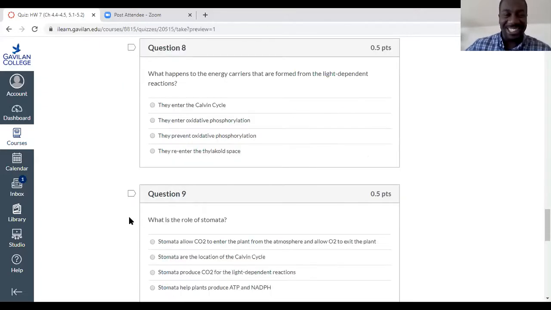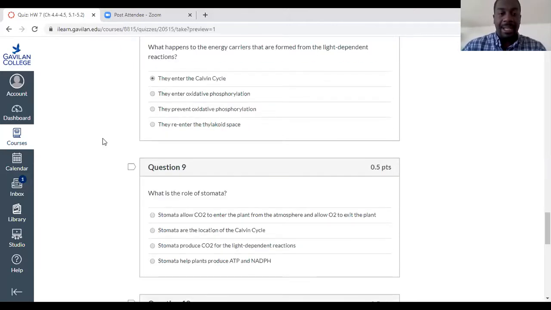So question 8. What happens to the energy carriers that are formed from the light-dependent reactions? A, they enter the Calvin cycle. B, they enter oxidative phosphorylation. C, they prevent oxidative phosphorylation. Or D, they re-enter the thylakoid space. Right, they're going to enter the Calvin cycle. Perfect. So we're going to take a look at how that actually takes place going forward today.